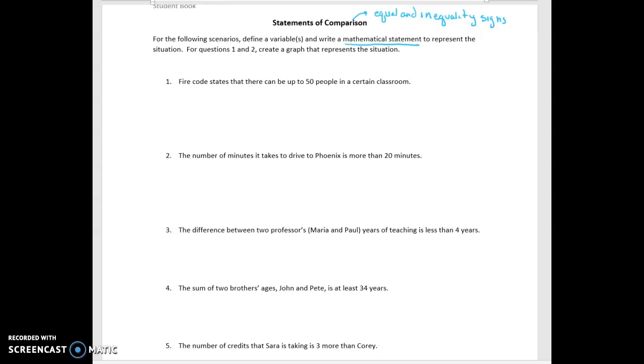The fire code states that there can be up to 50 people in a certain classroom. So in this case, we are talking about up to 50 people in a classroom. We're talking about people, so I'm going to define my variable knowing that we're counting people. My variable definition has to have a reasonable letter, and then it has to have the variable definition and the unit. So P equals the number of people.